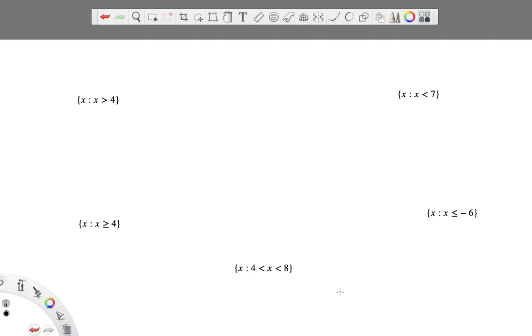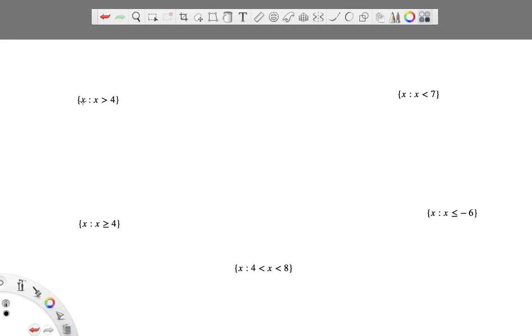We're going to go over some basic set notation to get us started. Okay, so if we just focus on this example here, we've got the curly brackets. Curly brackets just mean we've got a set. An open curly bracket is the start of the set, and a closed curly bracket is the end of the set.